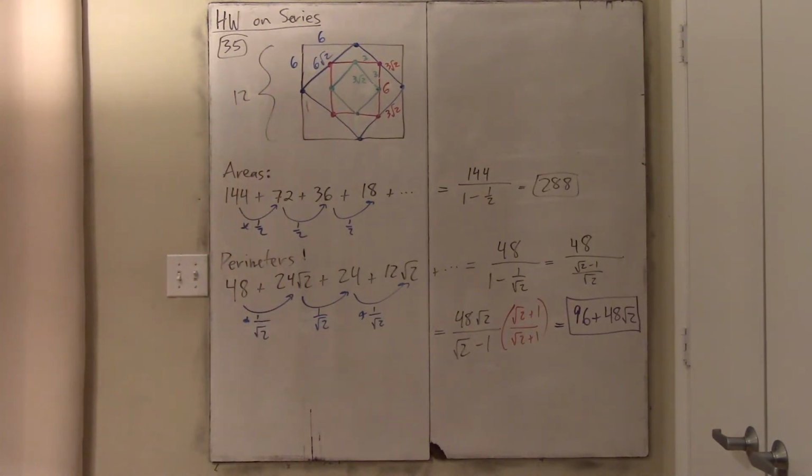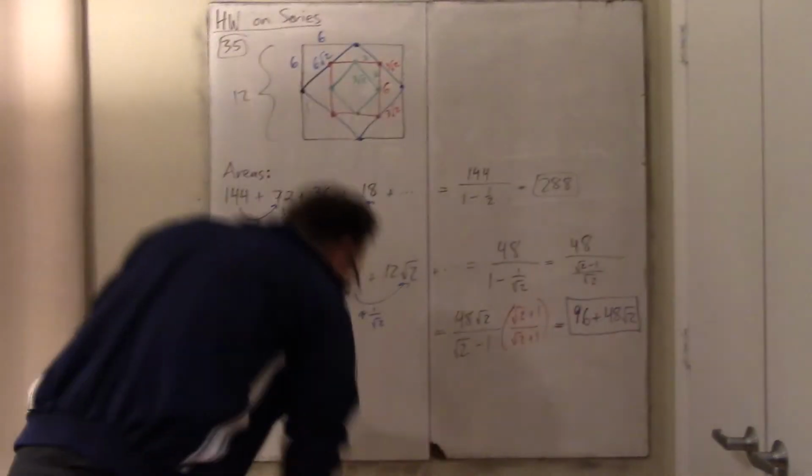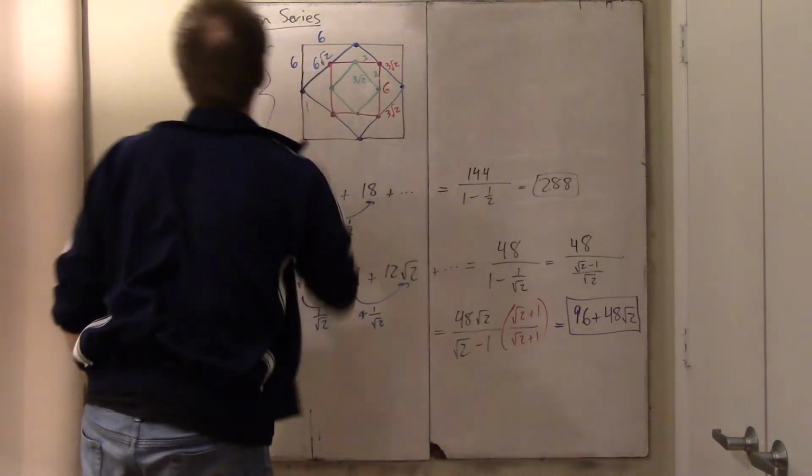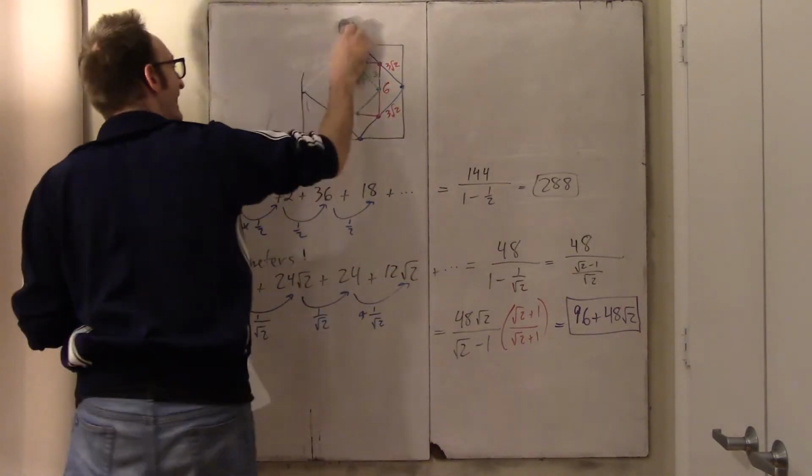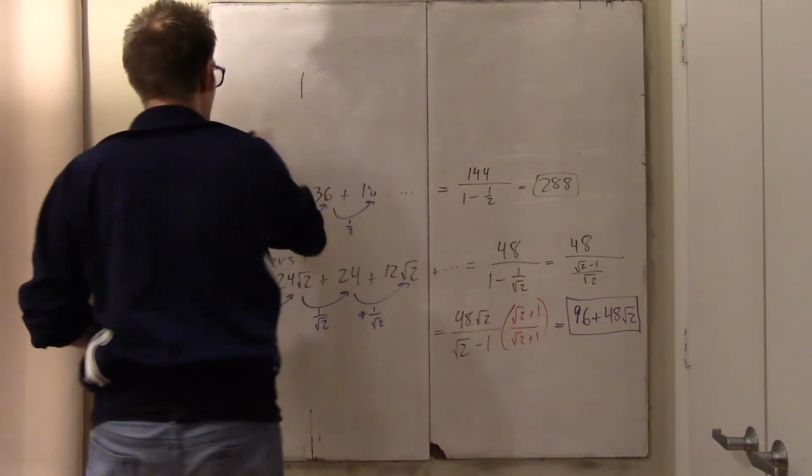Okay, that's 33. We're going to do 37 and then maybe stop. But maybe not. Okay. All right.